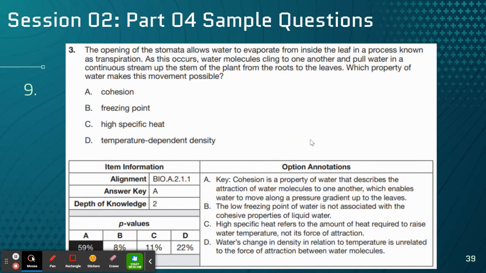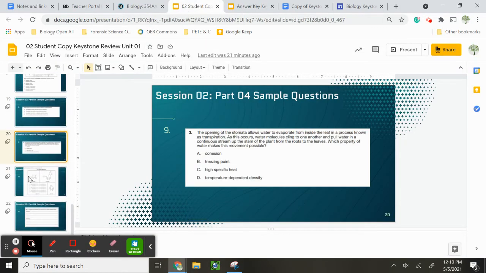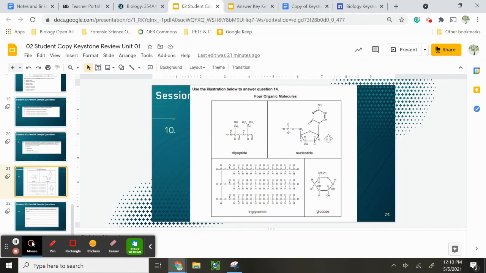Okay, let's take a look at the short answer question for this session. We are looking at 4 different organic molecules here. This is a dipeptide. Di means 2. There's our nucleotide, our 5-carbon sugar. It could be deoxyribose, it could be ribose, our phosphate backbone, and then our nitrogenous base. That's either adenine, thymine, guanine, or cytosine. Your triglyceride, which is your glycerol molecule with your 3 fatty acid chains. A diglyceride would just have 2. And then you have your glucose molecule, which is our standard sugar molecule.